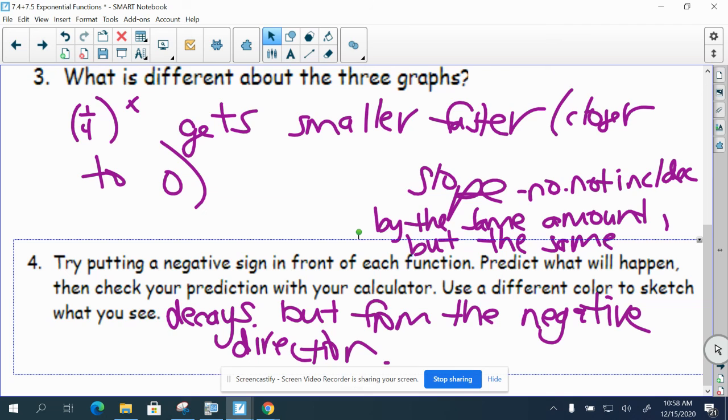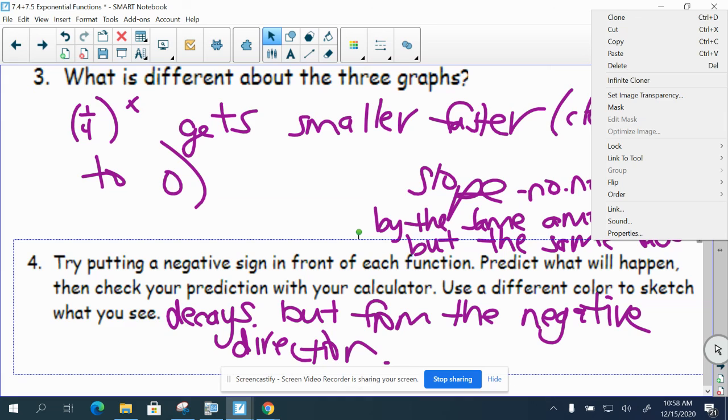All right, so this introductory lesson should prepare you for the first day of actual notes and actual practice with exponential functions on your own.